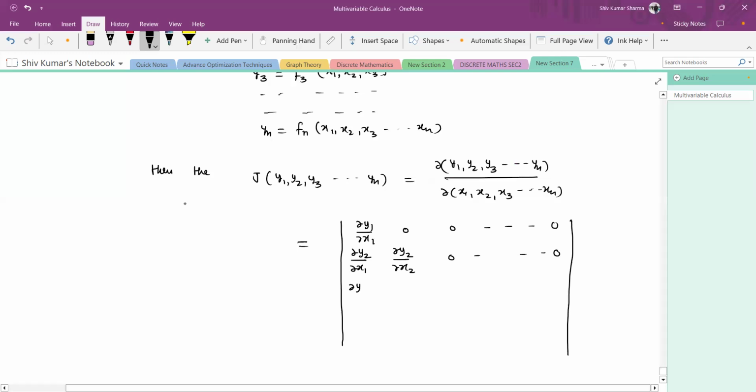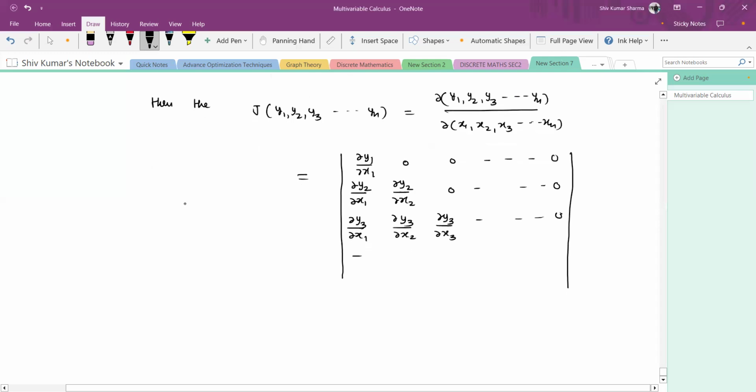y3 is a function of three variables, x1, x2, x3. So we differentiate y3 with respect to x1, x2, and x3. So del y3 upon del x3. So other terms will be 0. And we write down the general term. So the general term, that means yn is a function of all n variables. So we write down del yn upon del x1, del yn upon del x2, del yn upon del x3, and del yn upon del xn.